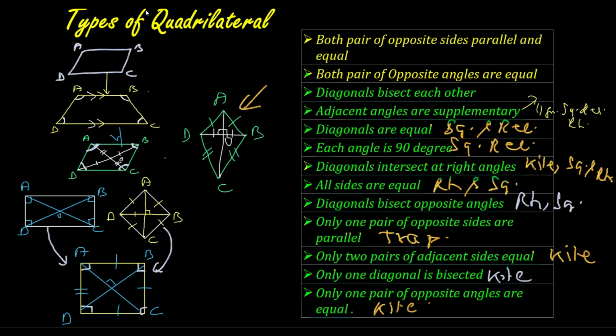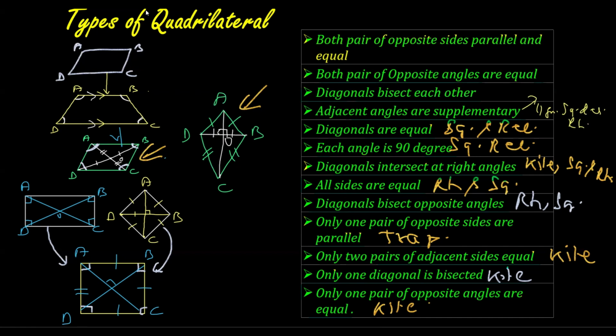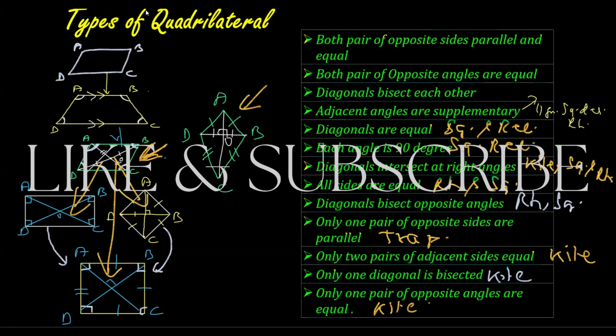Second last from the bottom: both pairs of opposite angles are equal. Again, it's there in a parallelogram, so it will be true for all the types of parallelogram. Next is both pairs of opposite sides are parallel and equal. So again, a parallelogram and all these special types of parallelogram. I think we did all types of parallelogram and their characteristics.